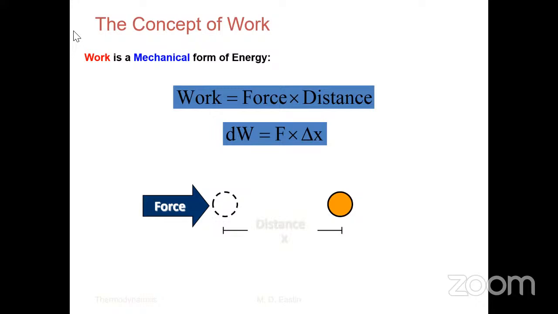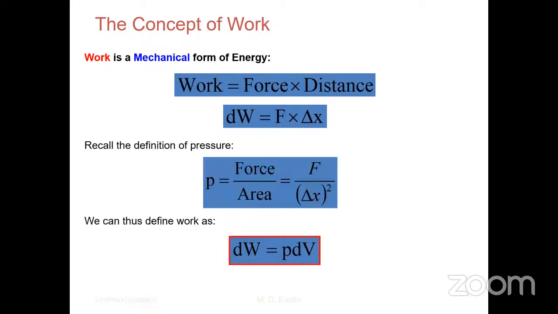Why do we use delta X for distance? For X, you have points where you start from, the initial point, and you move a distance to another point. So the final point, subtracting the initial point, gives you that delta X. That's the distance. So you have work is equal to force times distance. And you see in that relationship, dW is equal to F times delta X.